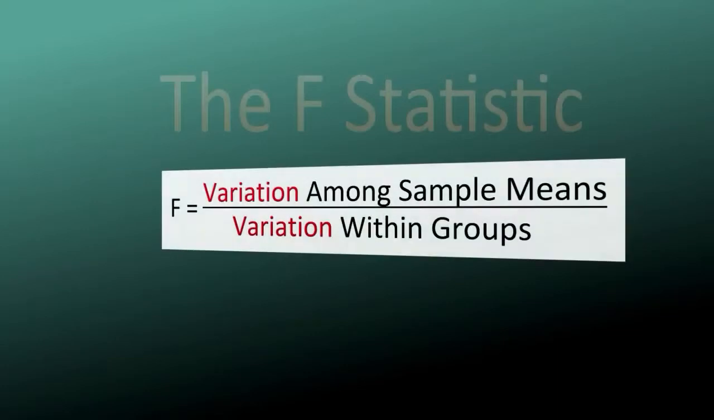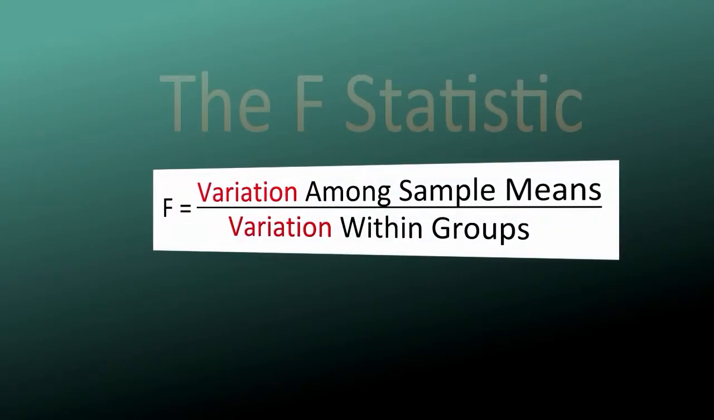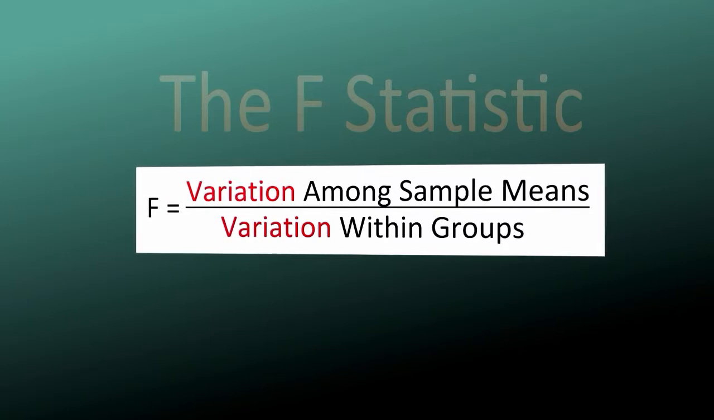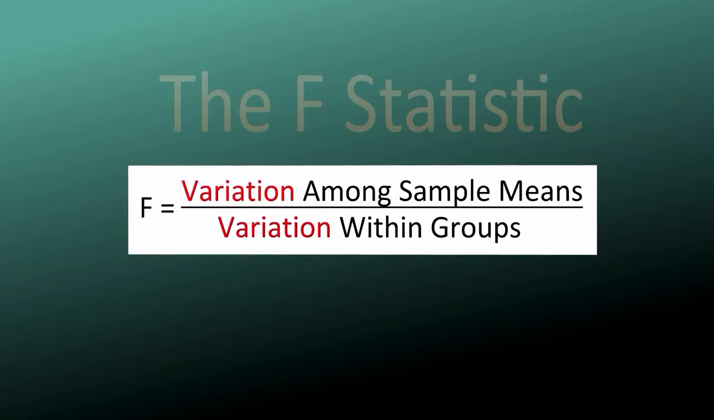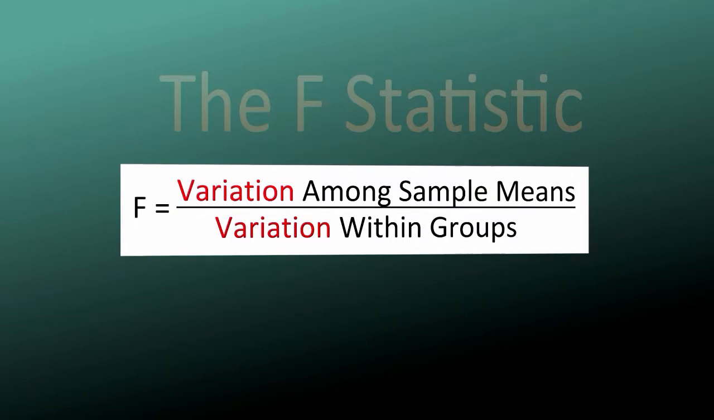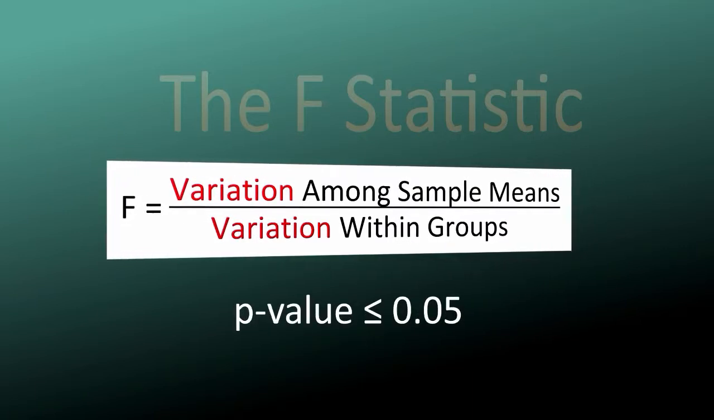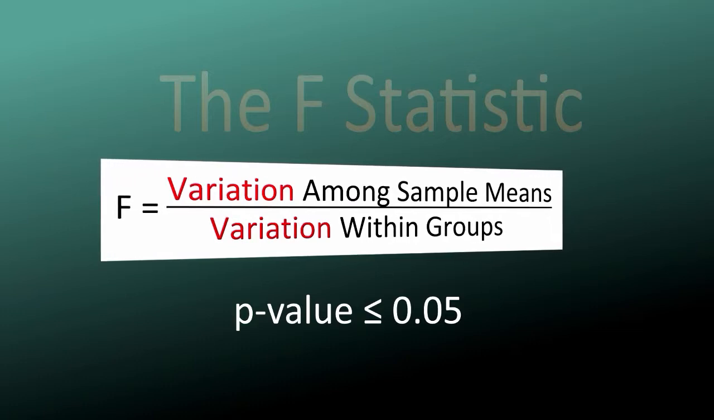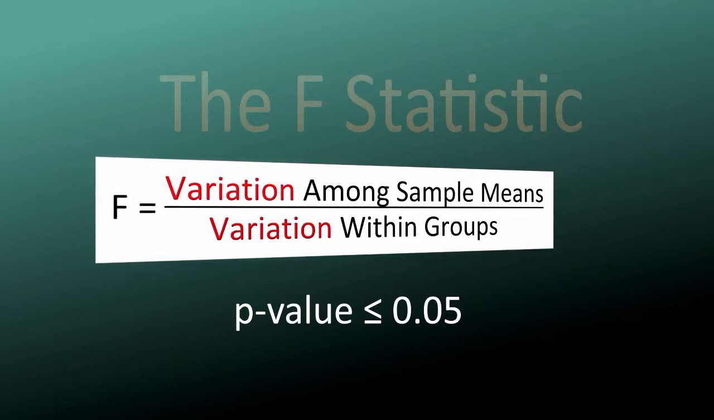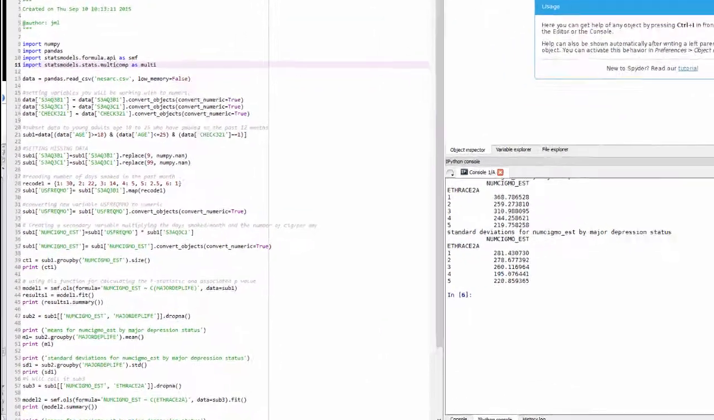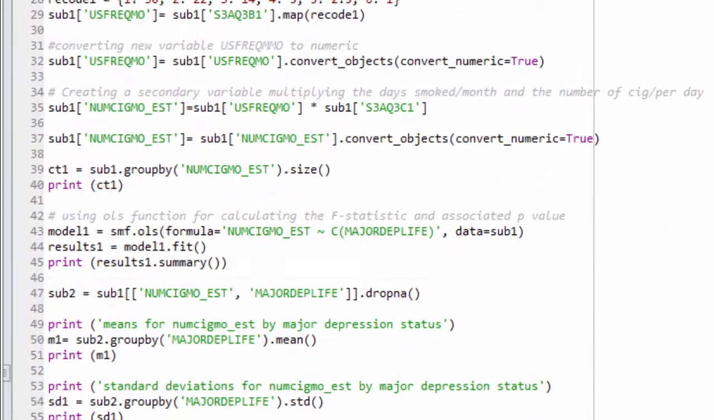The F statistic is calculated by comparing the variation among sample means to the variation within groups. If the variation among sample means wins out, the p-value will be less than or equal to 0.05, and we have a significant finding. This would allow us to reject the null hypothesis and say that the explanatory and response variables are associated.